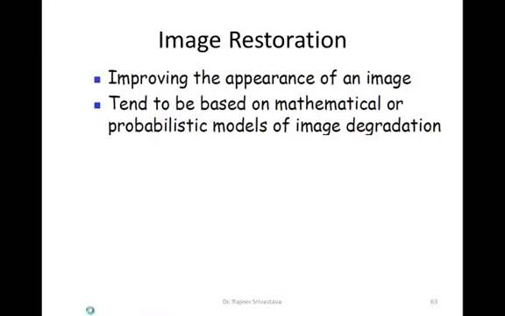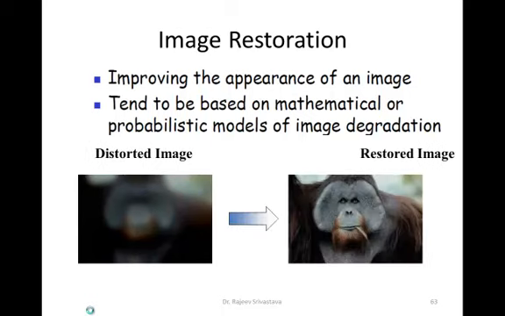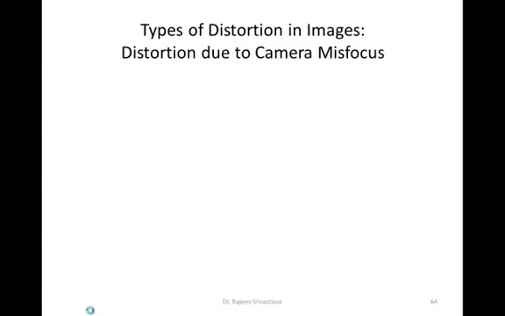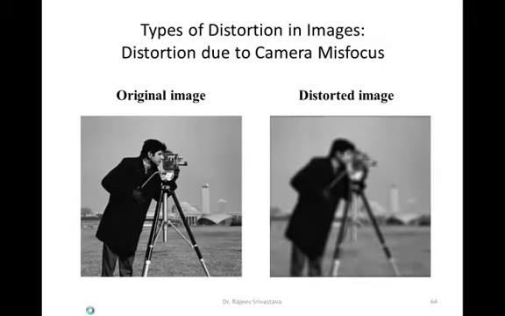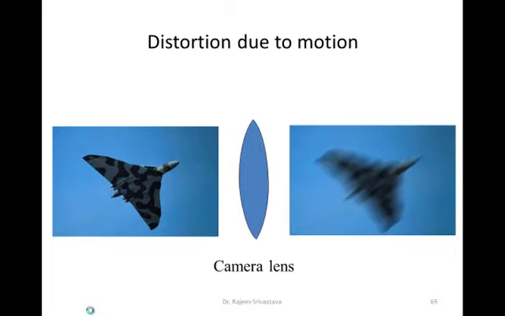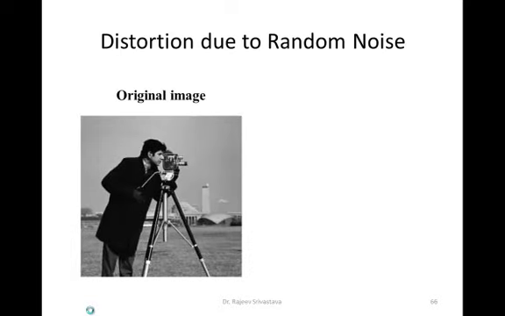Image restoration is responsible for improving the appearance of an image, and tends to be based on mathematical or probabilistic models of image degradation. The left hand side is the distorted image, the right hand side is the restored image. Types of distortions in images: distortion due to camera misfocus, distortion due to motion, distortion due to random noise.